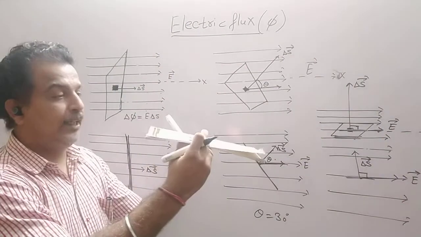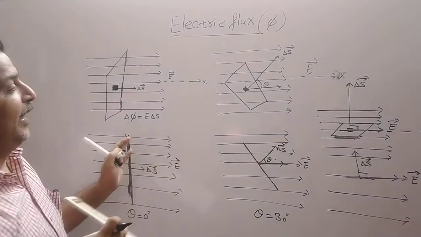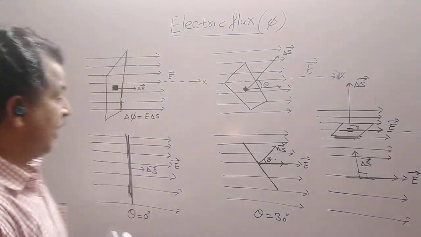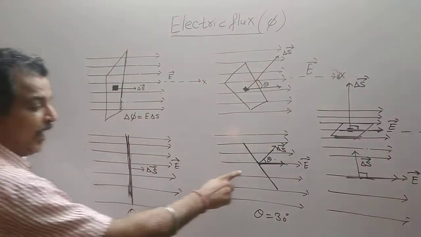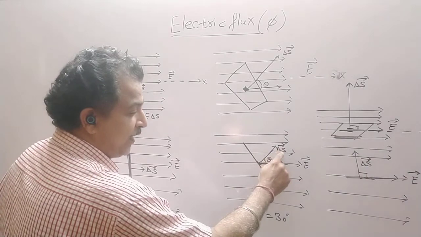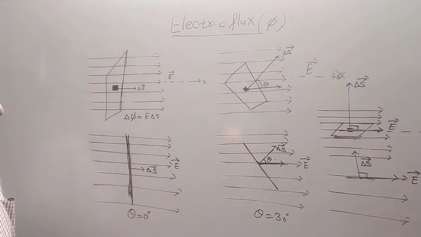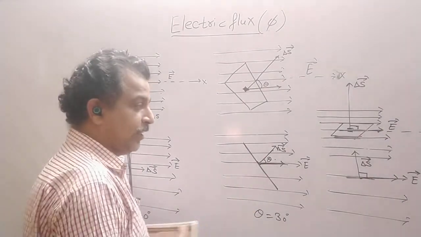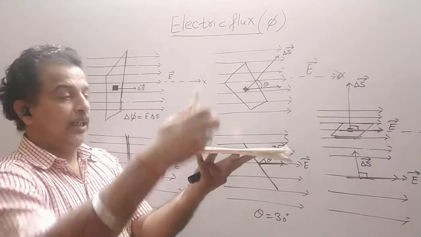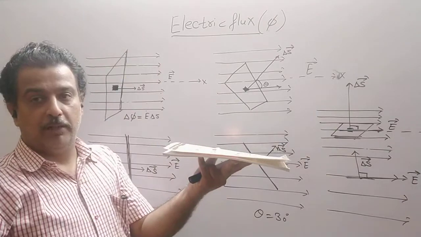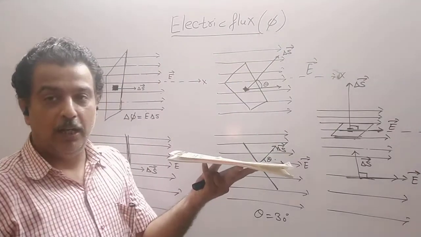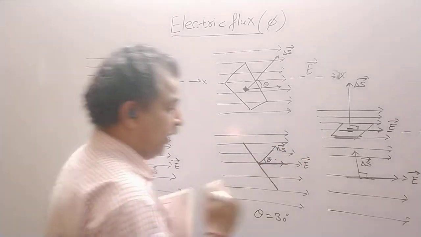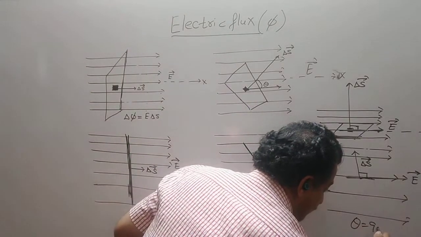Now in this orientation, none of the field lines will pass. So what is your observation? As I keep on increasing the angle between delta S vector and E vector, the flux linked keeps on decreasing. And in this case, if I keep it like this, the area vector is perpendicular to the surface and the field line is along the x-axis. None of the field lines will pass through it. So here theta is 90 degrees.